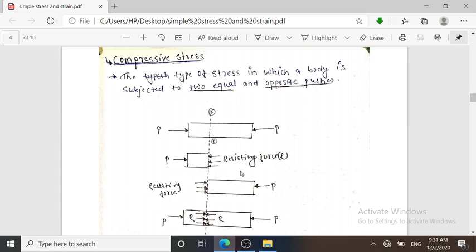हम लोग घर में जो column और beam होता है वो maximum compressive ही status में होता है. So the type of stress in which a body is subjected to equal and opposite push forces.